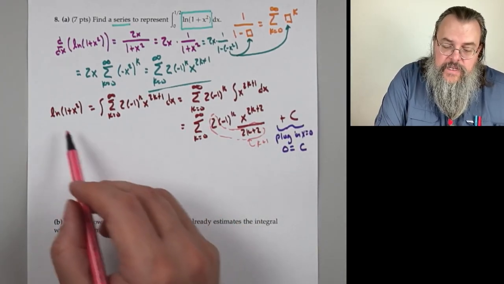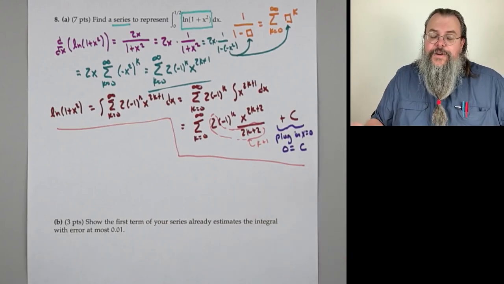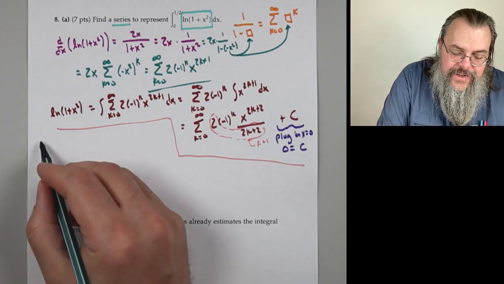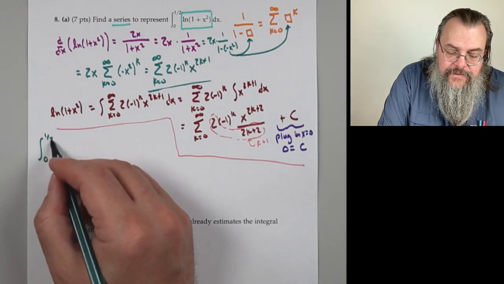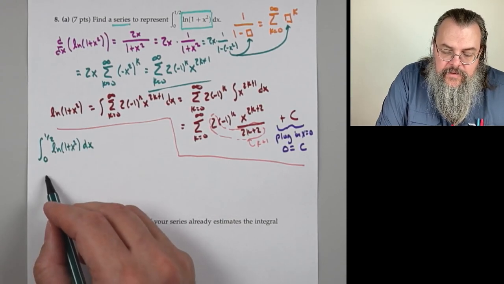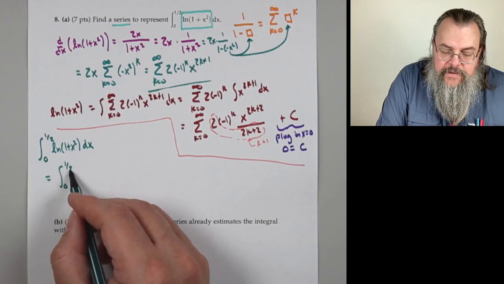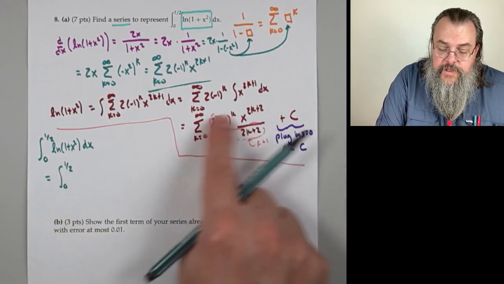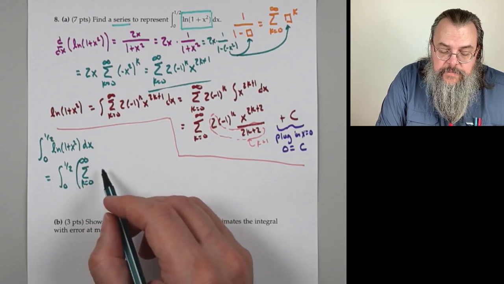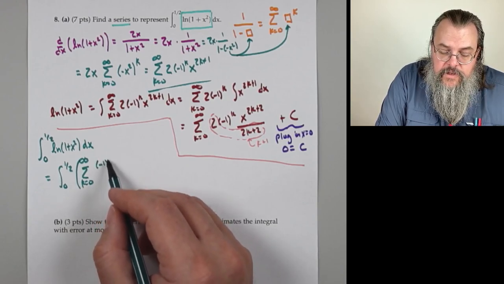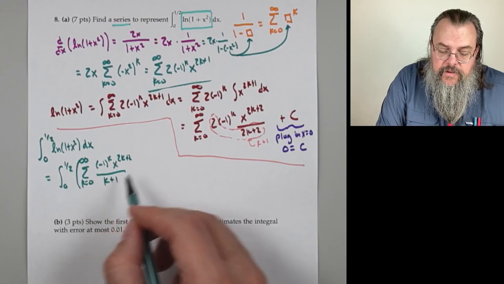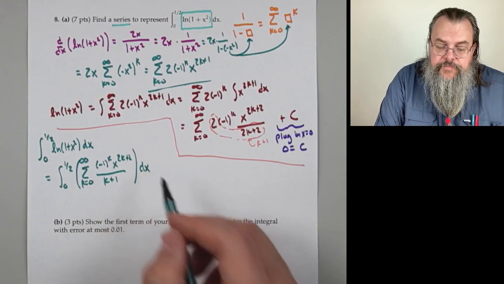Now with all of that, we're ready to get our answer. The integral 0 to a half of log 1 plus x squared dx is equal to the integral 0 to a half of, putting in the sum from 0 to infinity, minus 1 to the k, x to the 2k plus 2 over k plus 1 dx.